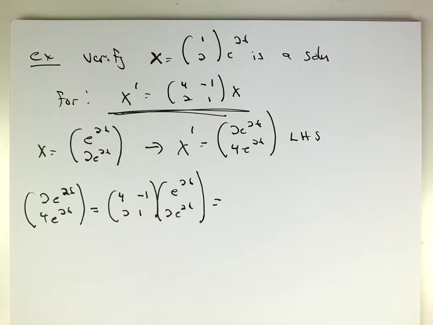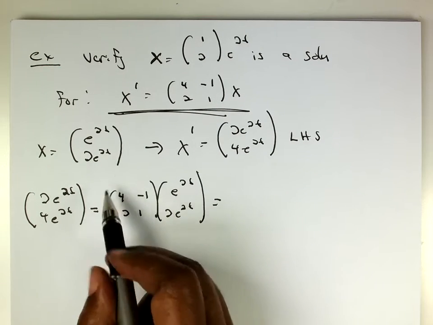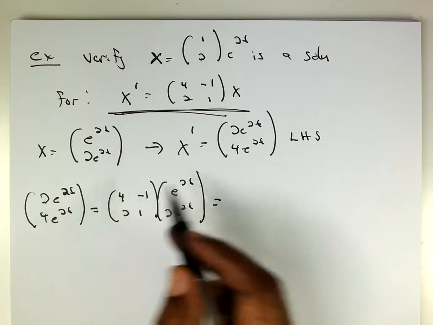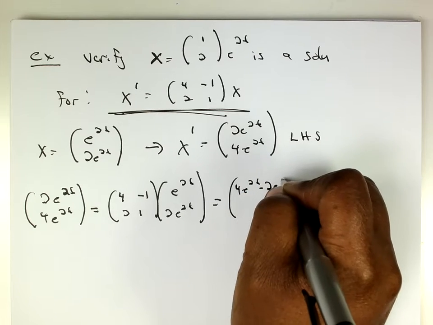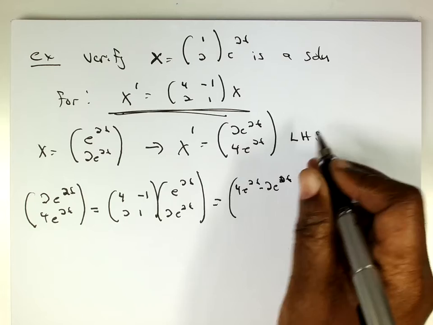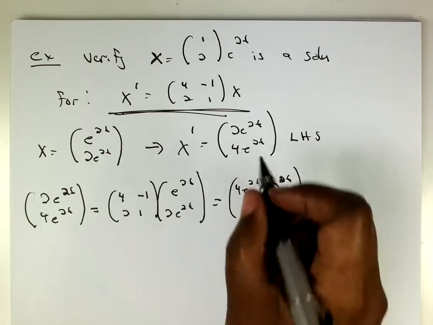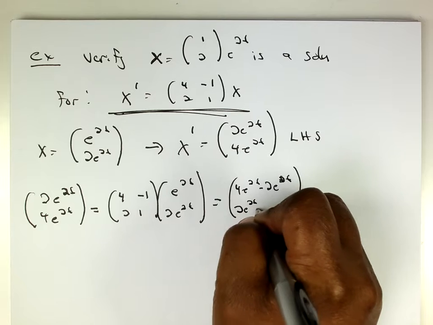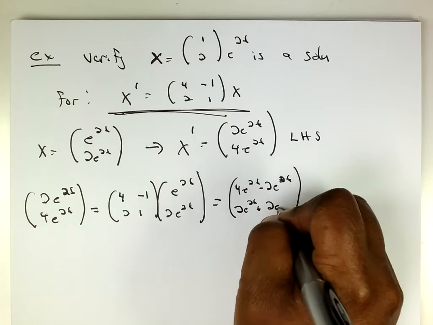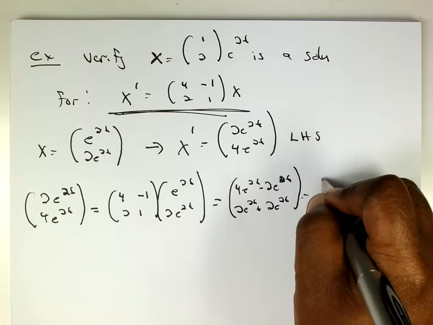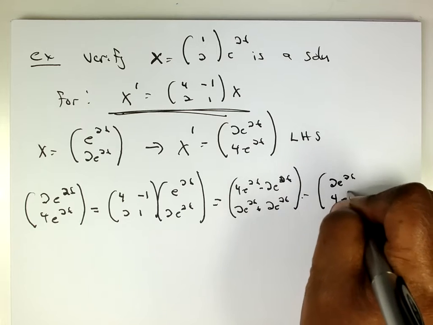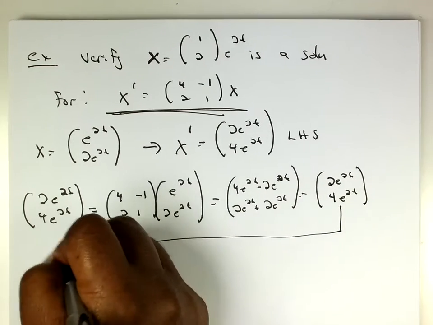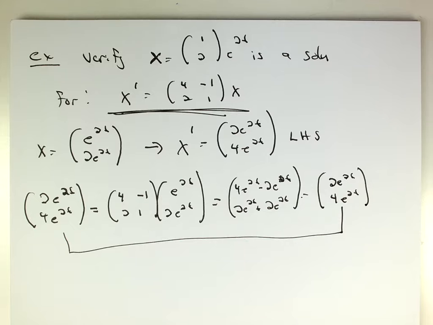So I need to do matrix multiplication over here. Remember, when you multiply matrices, you go across and down. So I end up with 4e to the 2t minus 2e to the 2t. And then for the second row, I have 2e to the 2t plus 2e to the 2t. So that gives me 2e to the 2t and 4e to the 2t, which matches the left-hand side, so therefore I verified that it is a solution.